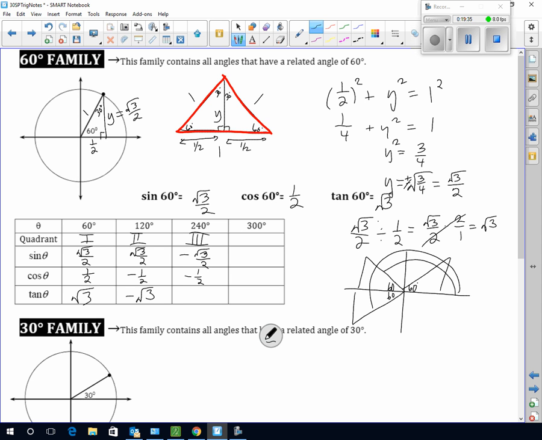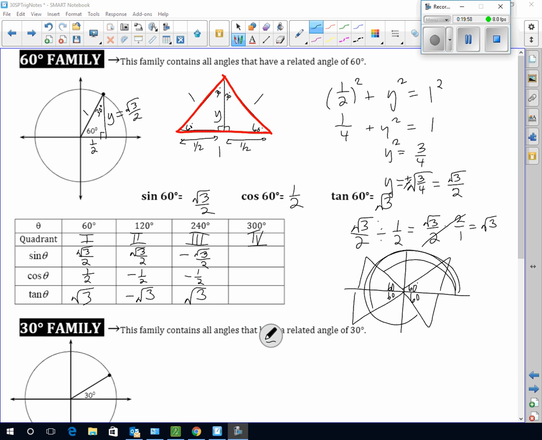Okay, now we're going to go to the fourth quadrant and go all the way over there. And the reference angle was 60 degrees. What's the related angle? So, what is sine of 300 degrees? Negative root 3 over 2.